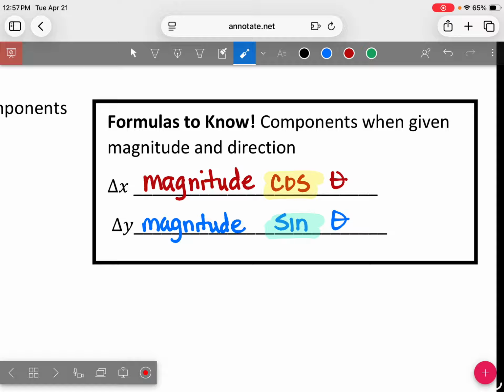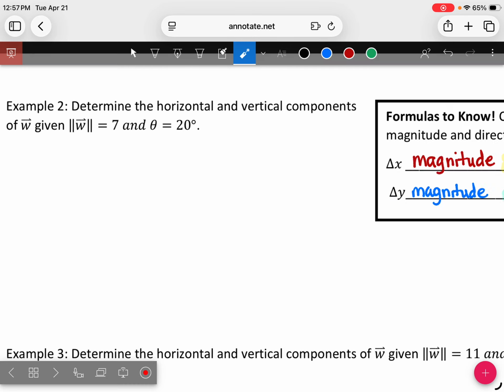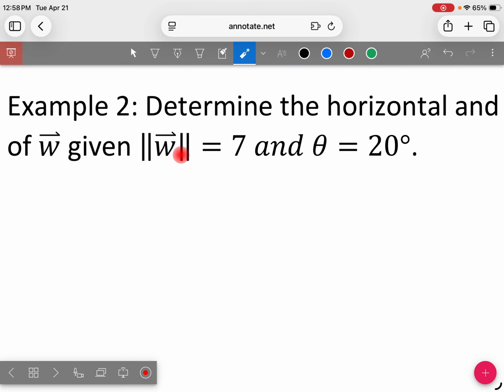So this time we're going backwards. At first, we had our vertical and horizontal components, and we had to find magnitude and direction. This time, they're giving us magnitude and direction, and they want us to find the horizontal and vertical components. So a couple of things. You see these double brackets? Those are the brackets that signify magnitude. So this is saying the magnitude of vector W. That's how you would say that in English. Translated from math to English, it would be: the magnitude of vector W is 7.